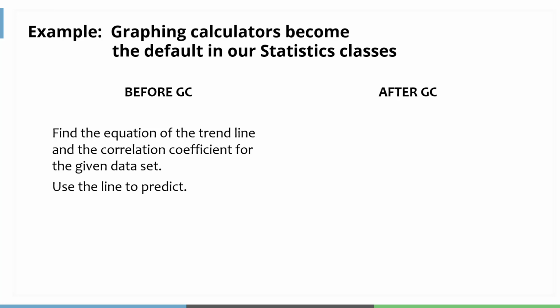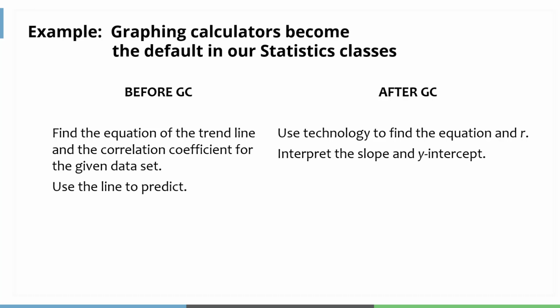So after the graphing calculator, we had to start thinking, first off, what do we want our students to be able to do? If finding the equation of the trend line is really easy, then what do I need them to be able to do instead? Because they're obviously going to have the equation very quickly. So we would ask things like, use technology to find the equation of the trend line and R, but those now are gimme questions. Those are easy.